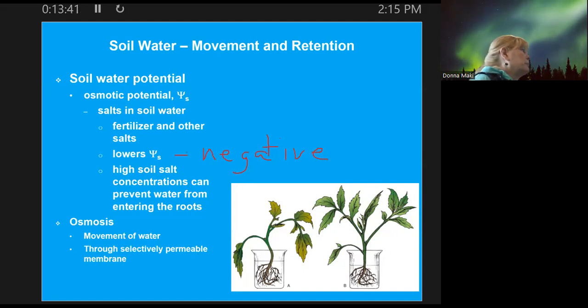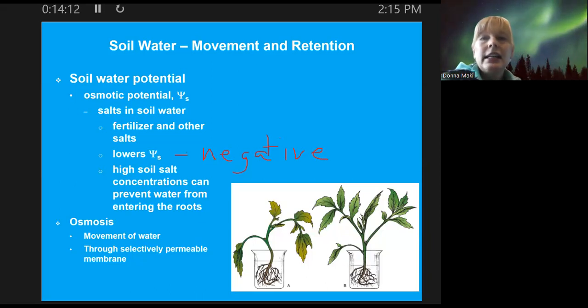If you have plants where their roots are in really salty soil water, you can actually create a situation where water comes out of the plant rather than in. That's the exact opposite of what you want. This is why you have to be so careful about your fertilization schedule and amount. You really got to know what you're doing, because obviously if you're trying to grow plants, you don't want water coming out of them. That's going to kill them eventually.